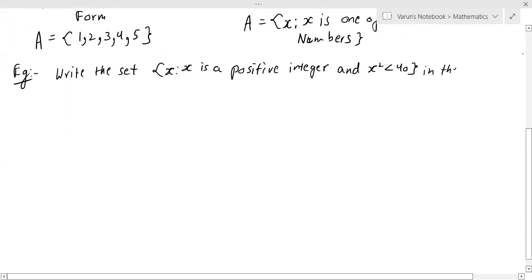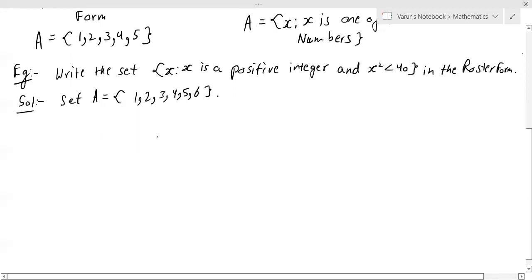So you have to write this in the roster form. So what will be the roster form? Any positive integer whose square is less than 40. So set A equals, and then what are the values? 1, 2, 3, 4, 5, and 6. Yes, that is correct. So I think you have understood this.